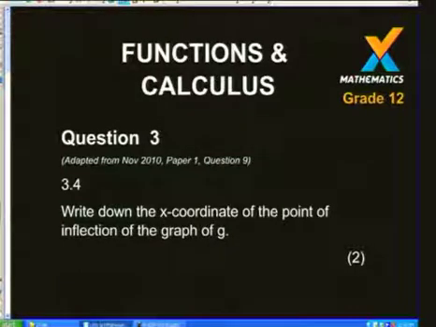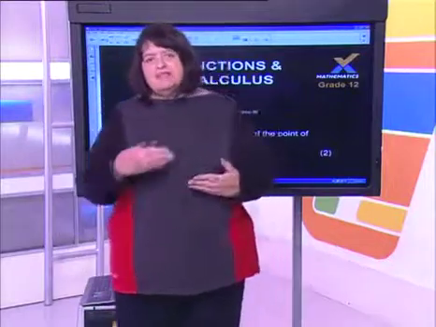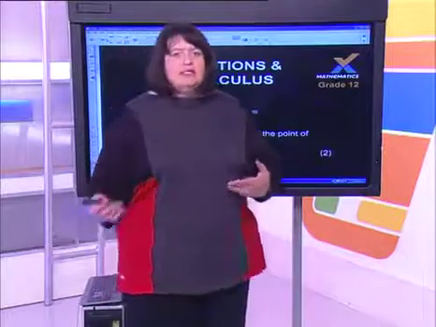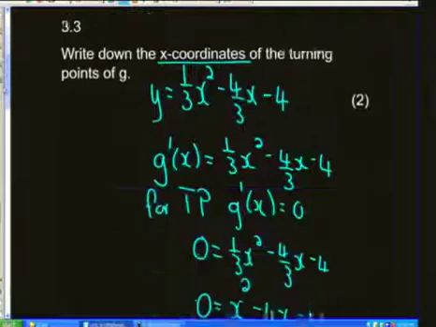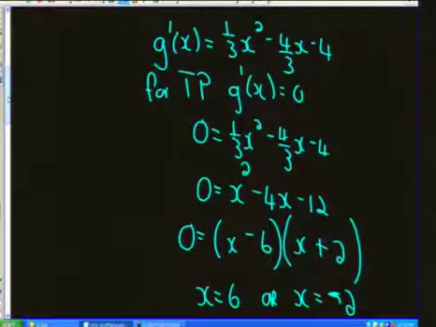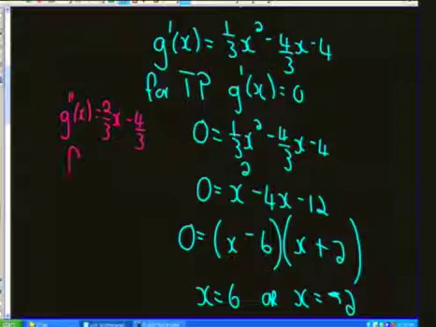Write down the x-coordinate of the point of inflection of the graph of g. Now, how do we get a point of inflection? I'm sure you remember, we find it by finding the second derivative equal to 0. So let's go back to the previous page where we've got the first derivative. It's over there. Let me use another color pen. So now I want g double dashed x, which is going to be 2/3 x minus 4/3.